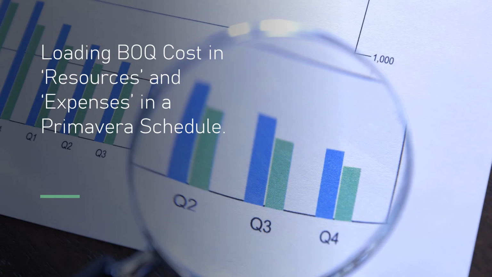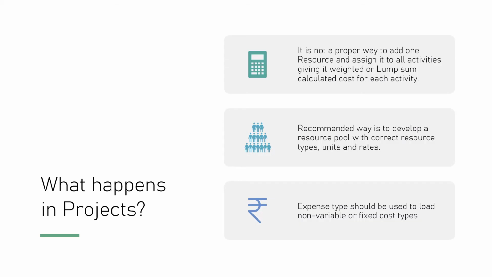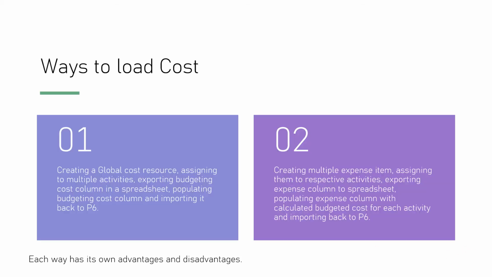Loading BOQ cost and resources and expenses is usually what happens in projects. In some of the projects, the planner creates a single resource, assigns it to all the activities, and then looks into the plan versus actual. But it is not a proper way to add one resource and assign it to all the activities. The recommended way is to develop a resource pool with correct resources, type, units, and rate. Expense type should be used to load non-variable or fixed cost types.